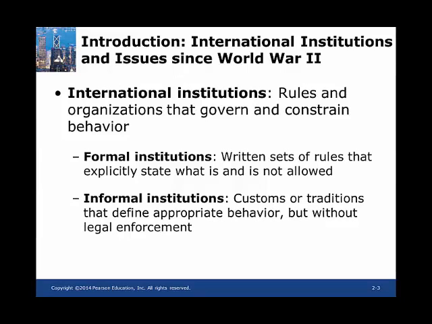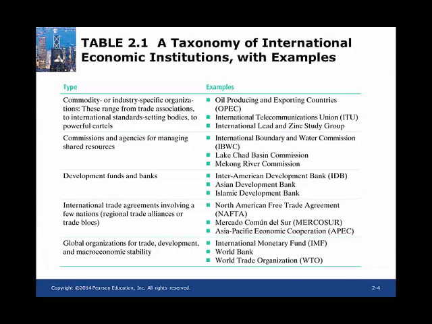Introduction. International institutions and issues since World War II. International institutions are the rules and organizations that govern and constrain behavior. There are two types of institutions. Formal institutions are written sets of rules that explicitly state what is and is not allowed. Informal institutions are customs or traditions that define appropriate behavior but without legal enforcement. There are 5 types of institutions.